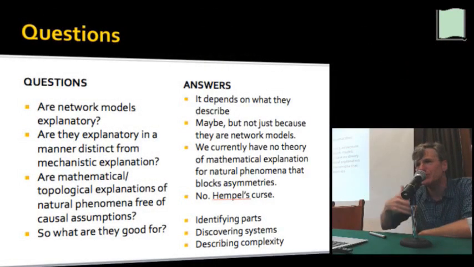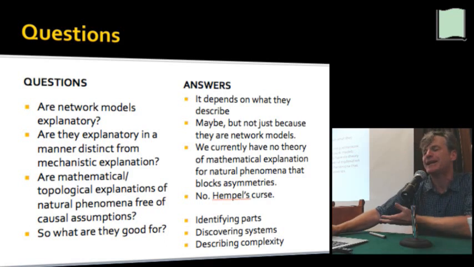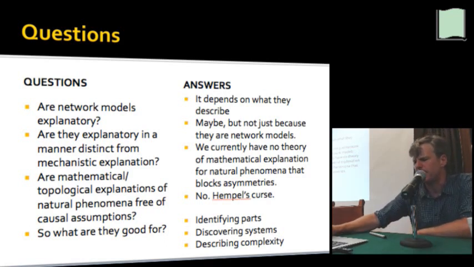We currently have no theory of mathematical explanation for natural phenomena that blocks the asymmetries of the flagpole and the shadow, and so until I have an account of explanation of that sort, I'll hold out, I'll be an agnostic on this question. Are mathematical and topological explanations of natural phenomena free of causal assumptions? No, that's the point of Hempel's curse. And finally, so what are they good for? Identifying parts and discovering systems and describing the complexity and the organization of those systems.